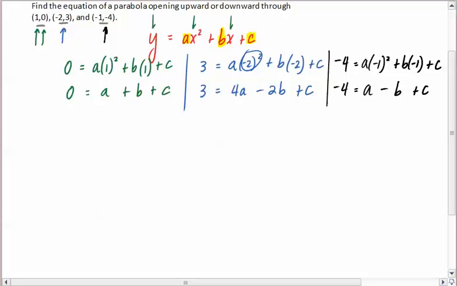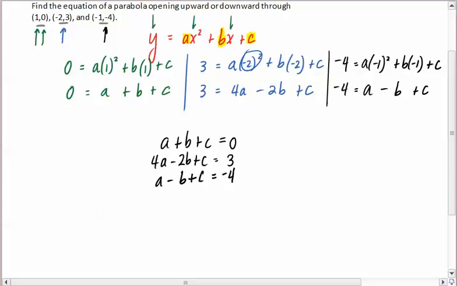Okay, let's take a look. So let me rewrite this. 0 is equal to a plus b plus c. And I'm going to put that 0 on the other side like you're used to seeing. 4a minus 2b plus c is equal to 3. And a minus b plus c is equal to negative 4.